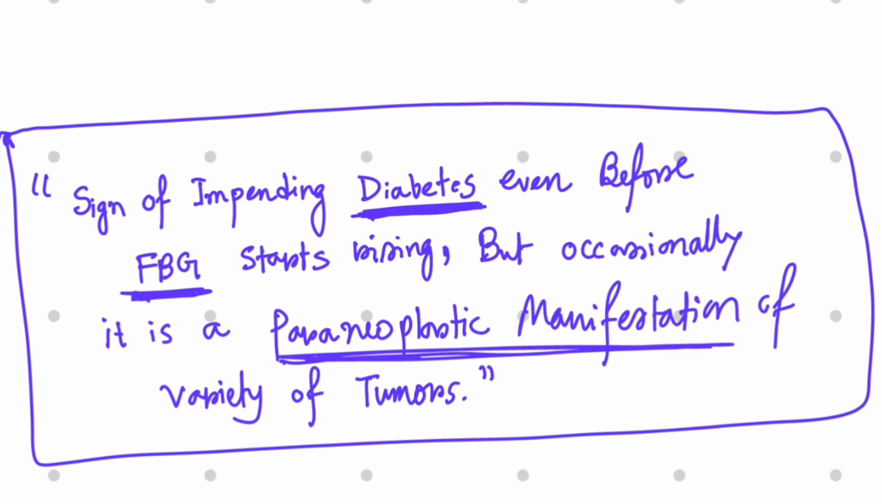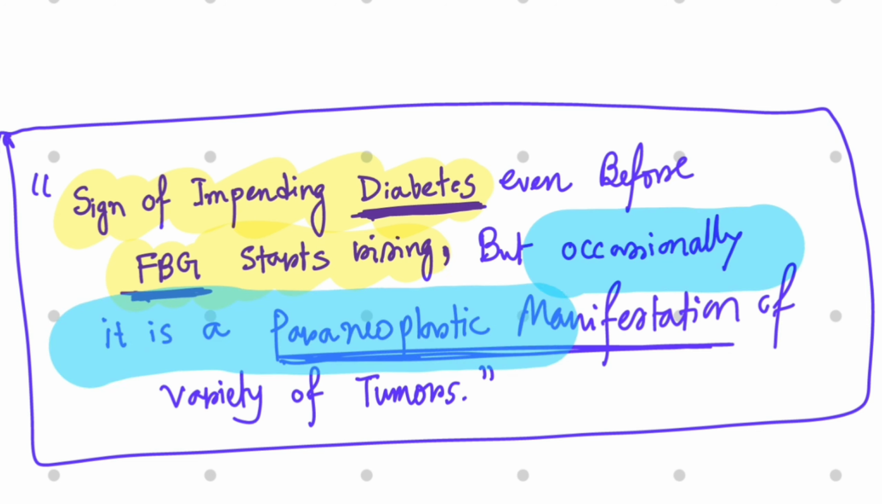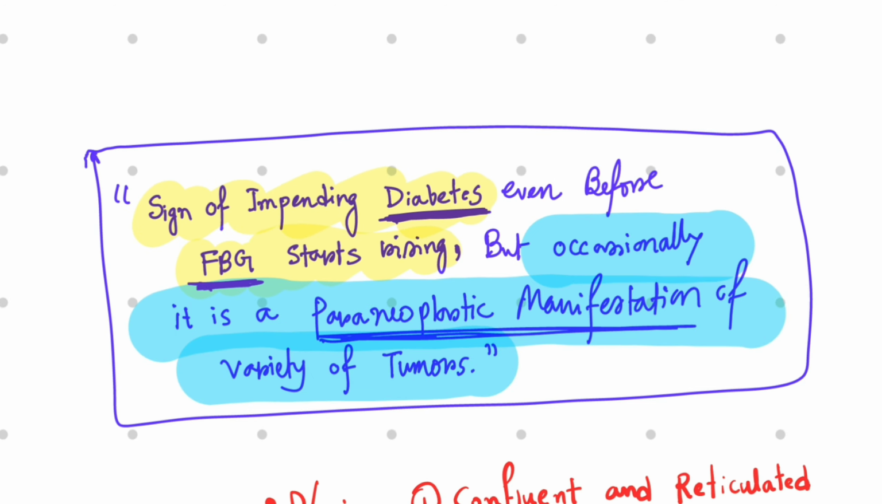So when you see a case of Acanthosis nigricans, what should come to your mind? This Acanthosis nigricans is usually a sign of impending diabetes. Even before the fasting blood glucose starts rising, you can see it on the skin. But you should always keep in mind, occasionally it is a sign of various types of tumors. So it can also present as a paraneoplastic manifestation.